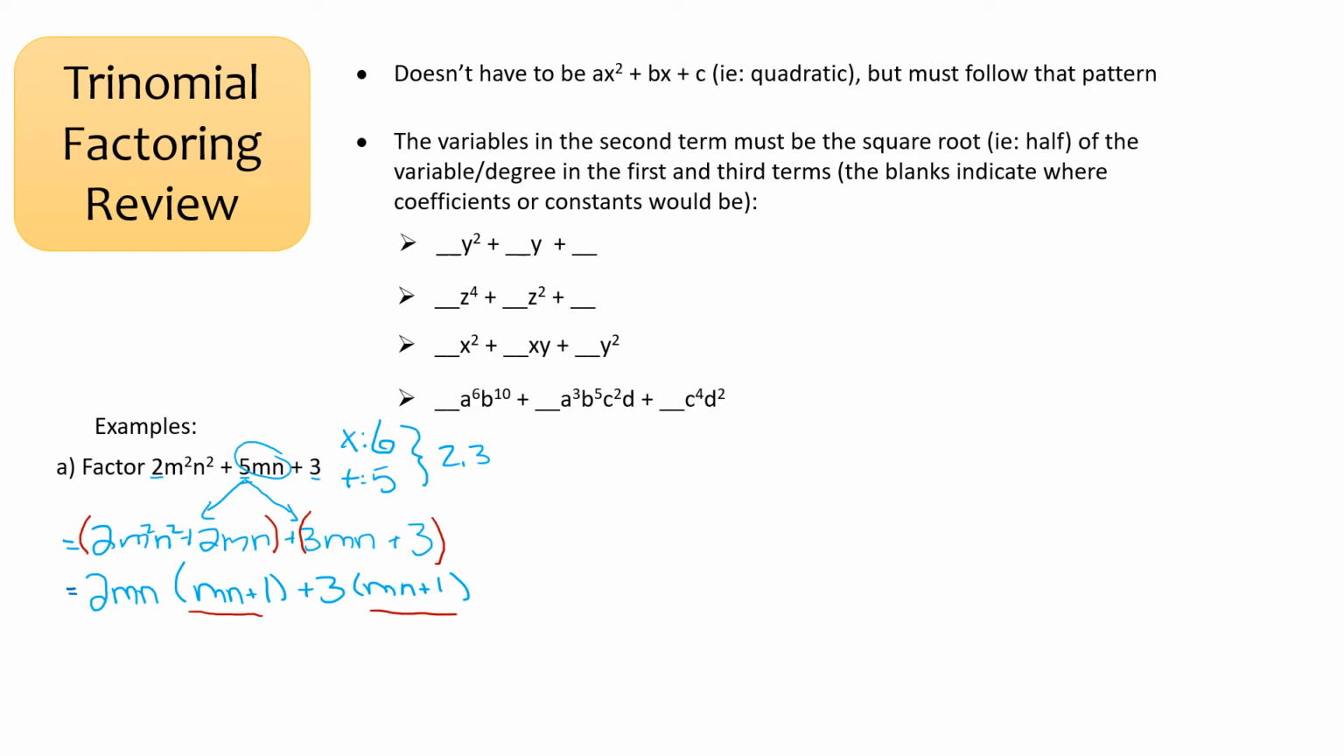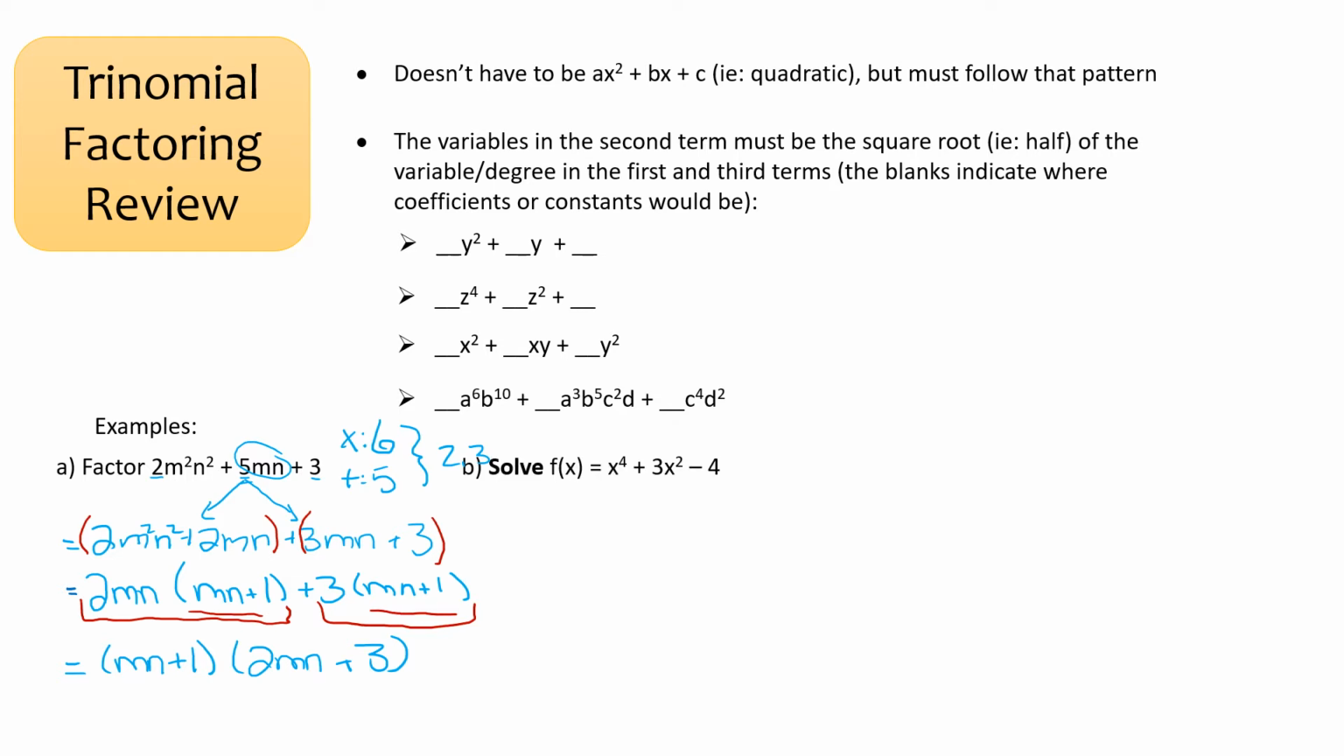The brackets are common to these entire pieces here. So this is one chunk, this is another chunk. Those brackets are common factors now. So I'm going to take out that common factor of mn plus 1, write it here, mn plus 1. What's left when I factor that out is 2mn plus 3. So that is an example of trinomial factoring with a few variables.